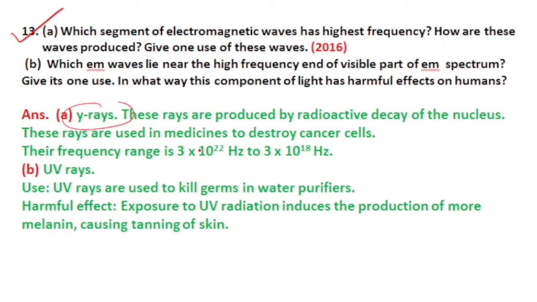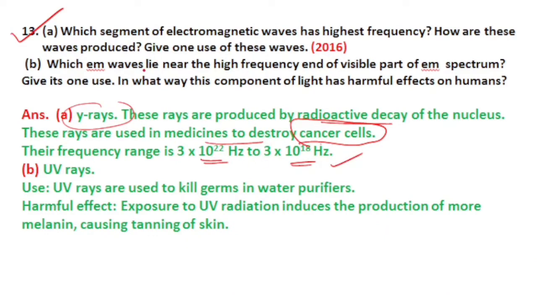How are gamma rays produced? Gamma rays are produced by radioactive decay of the nucleus. Give one use of these waves. What is the use of gamma rays, which have very high frequency and energy? They are used in medicine to destroy cancer cells. Very important point. Their frequency range is from 3 into 10 to the power 18 hertz to 10 to the power 22 hertz. It is very high frequency.